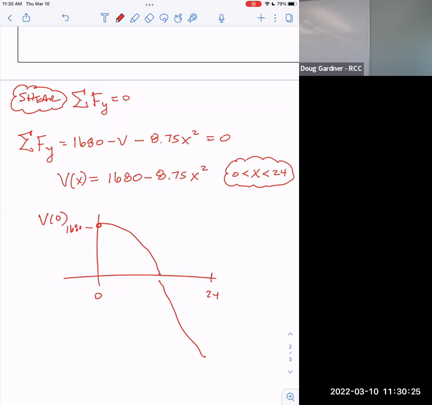Well, couldn't you put in 24 for X and see how far down that goes? You don't have to just sit here like an idiot guessing and checking like I'm doing. So I am going to get out of this because I'm realizing I'm wasting my time. 1680 minus 8.75 times 24 squared. Oh, that goes down to negative 3360.